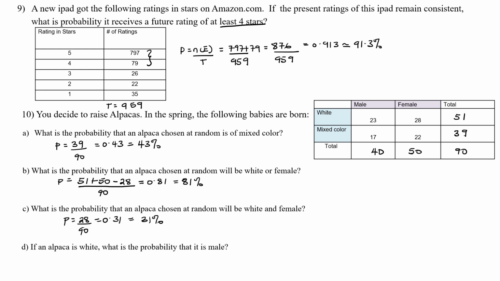What is the probability that an alpaca chosen at random will be white and female? If an alpaca is white, what is the probability that it is male? There is a condition here, and the condition is that the alpaca is white. So that changes our denominator. And so we have 23 over 51. That gives us 0.45, which is 45%.